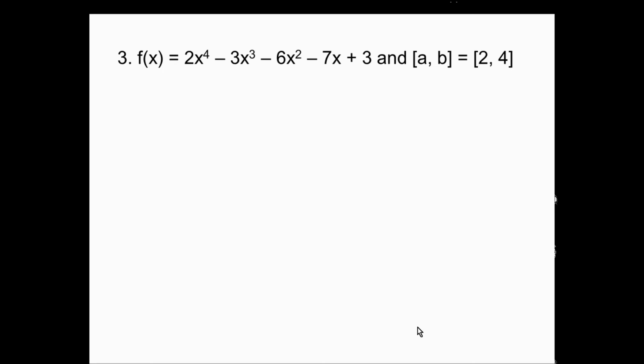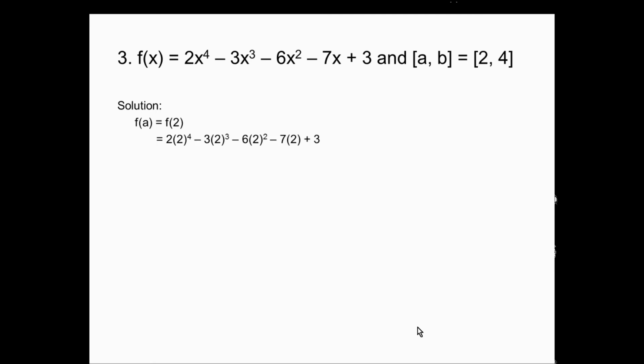Let's take a look at one more. Okay, f of x is equal to 2x to the 4th minus 3x cubed minus 6x squared minus 7x plus 3. And my interval a, b is from 2 to 4. Okay, again, evaluate f of a and f of b and see what happens.